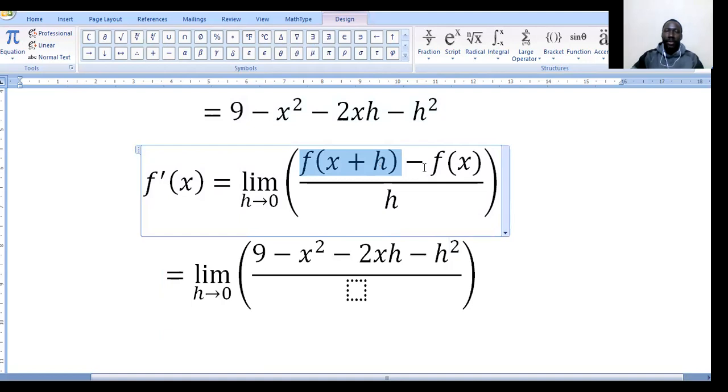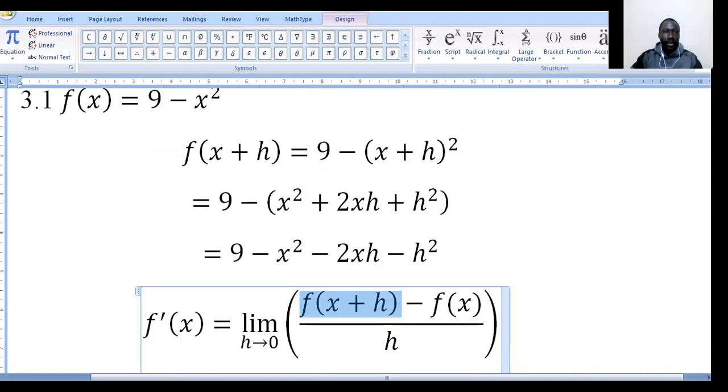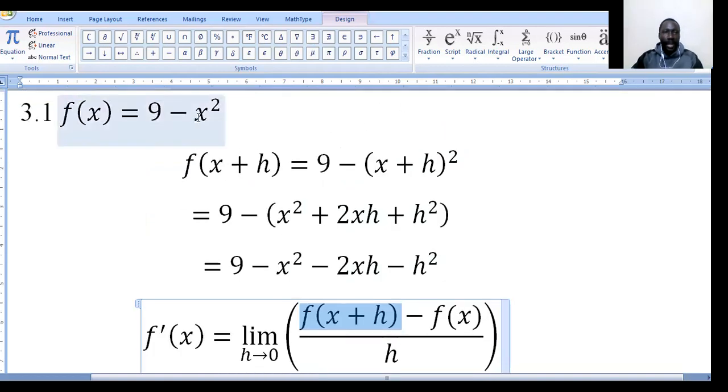Now, from that, we have to take away f of x. Okay, do we have f of x? We do. F of x has been given as 9 minus x squared.